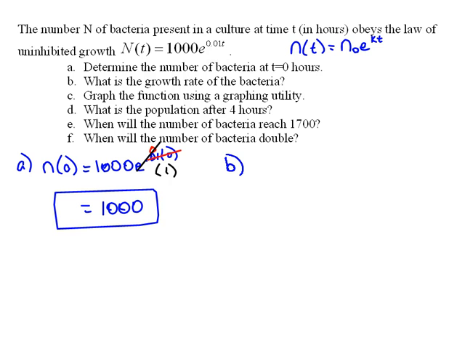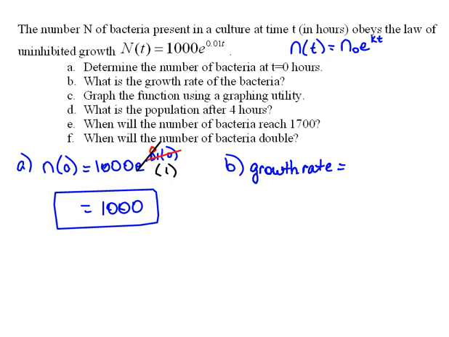Now part B says, what is the growth rate of the bacteria? The growth rate is just another way of saying the proportionality constant. It's what keeps that happening at the same rate each time. If the k happens to be positive, that means it's a growth function, and we talk about k as being the growth rate. It's not just the proportionality constant, it's actually the growth rate. If k happens to be negative, then this thing is going down, decaying, decreasing, and then we would call it the decay rate.